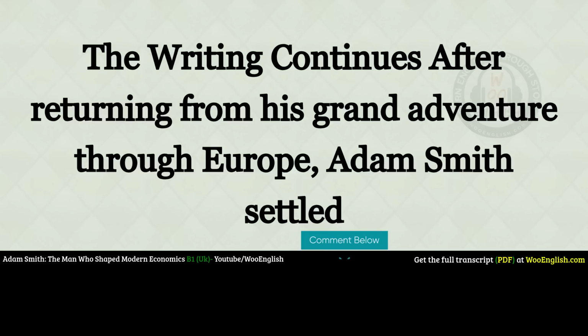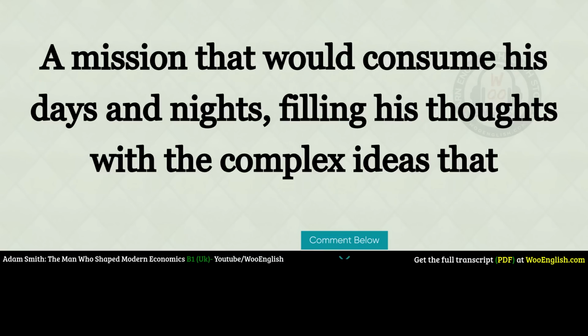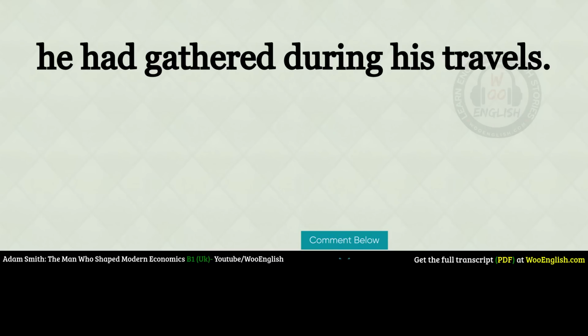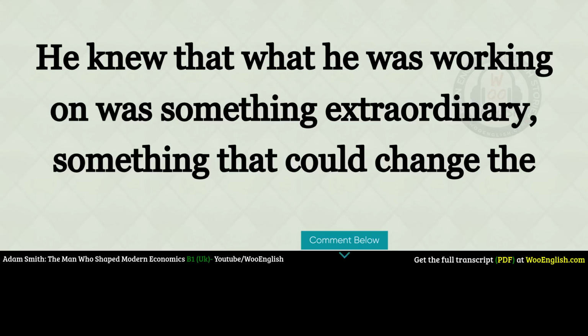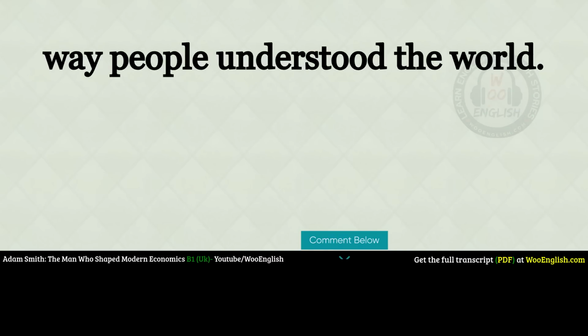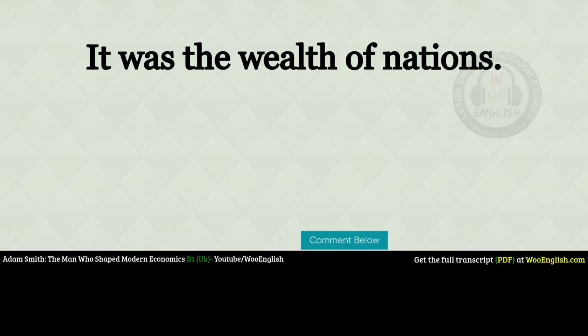Chapter 9. The writing continues. After returning from his grand adventure through Europe, Adam Smith settled back in Scotland with a mission that would consume his days and nights, filling his thoughts with the complex ideas that he had gathered during his travels. He knew that what he was working on was something extraordinary, something that could change the way people understood the world. It was The Wealth of Nations.